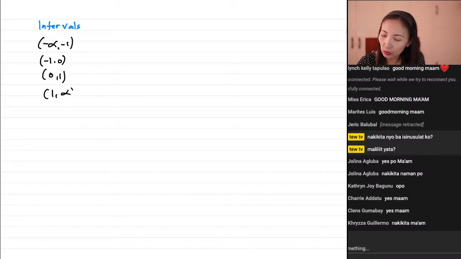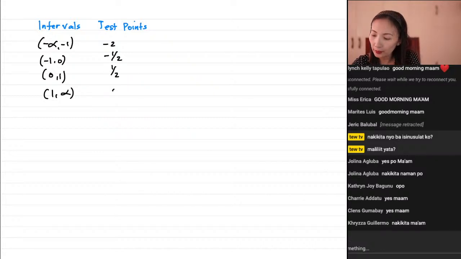Now we are ready to identify test points. Give me a value to the left of -1, say -2. From -1 to 0, let's say -1/2. From 0 to 1, let's say +1/2. And 1 to infinity, let's say +2. Now, we move on to the next.